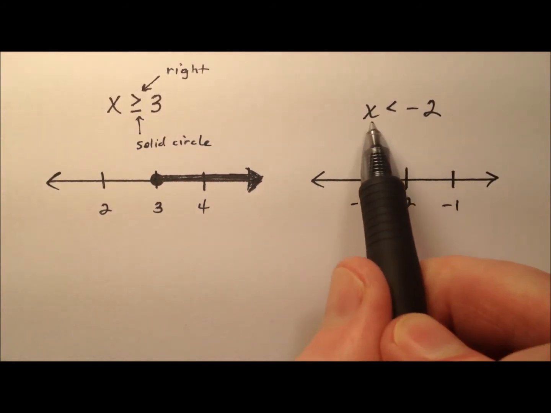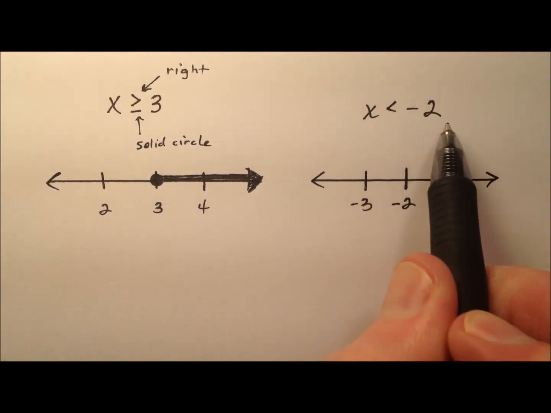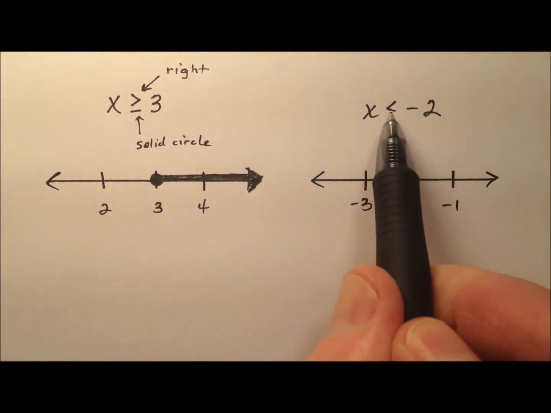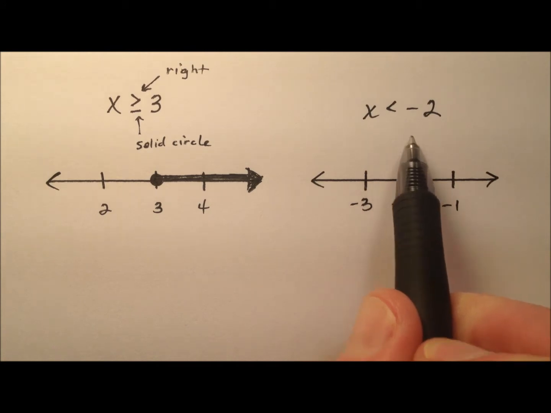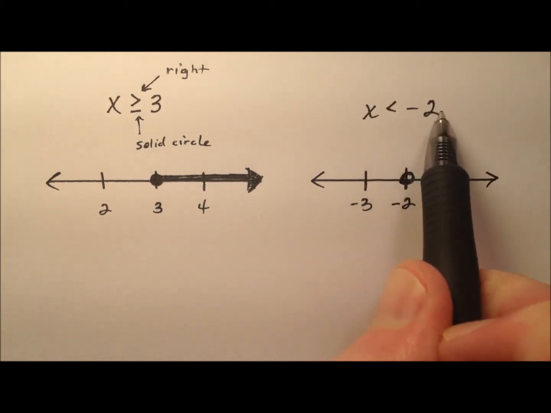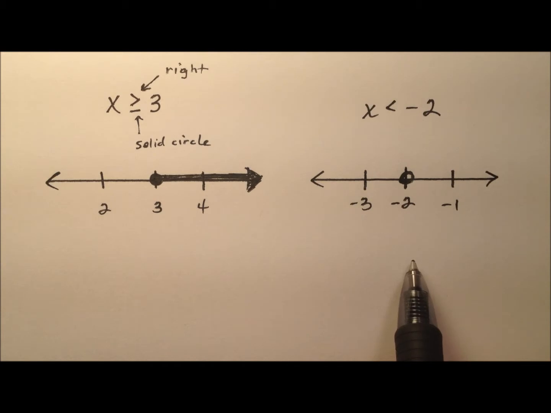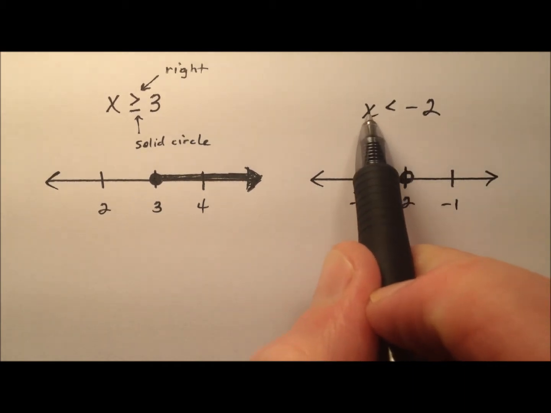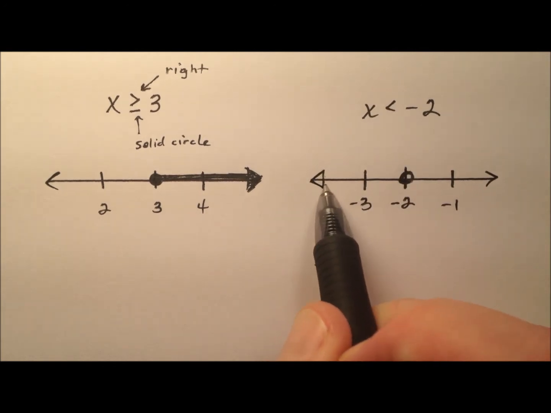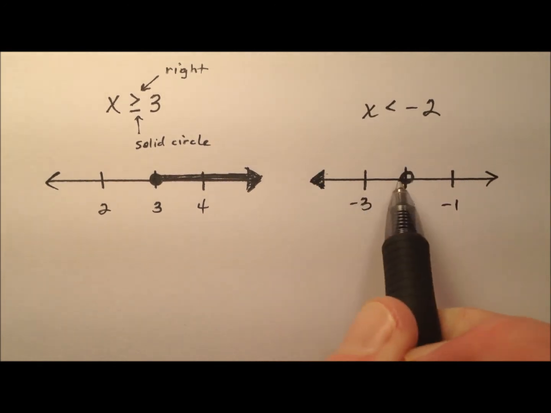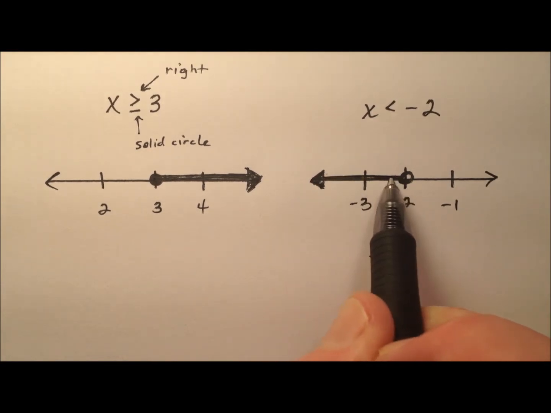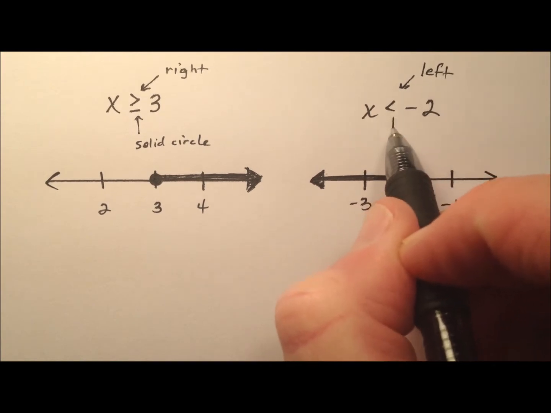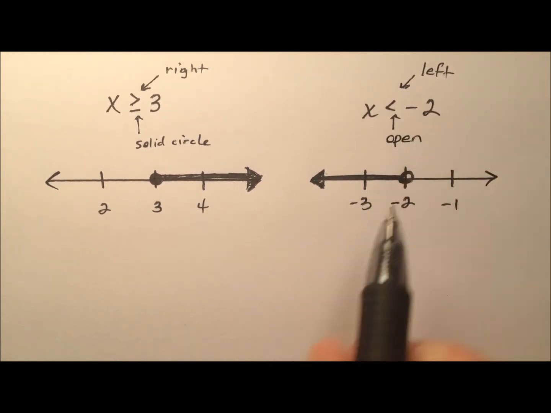In the second example, I have x is less than negative 2. So I find negative 2 and I put my circle here. Then I ask myself, am I going to fill this circle in or is it going to be an open circle? If x is less than negative 2, negative 2 itself is not included in the solution set, so I'm going to leave it open. And x is less than negative 2, so I'm going to head to the left, because those are where the numbers are less than negative 2.